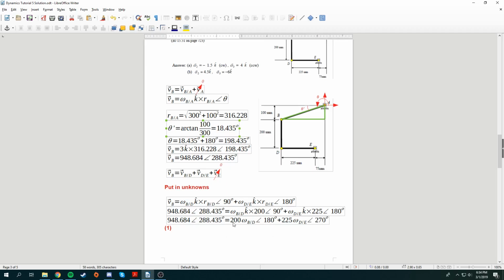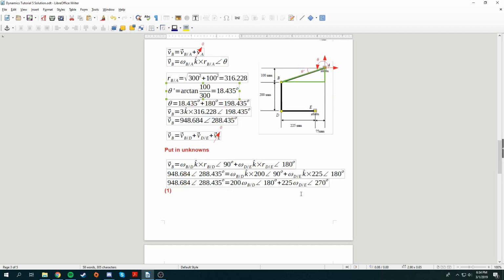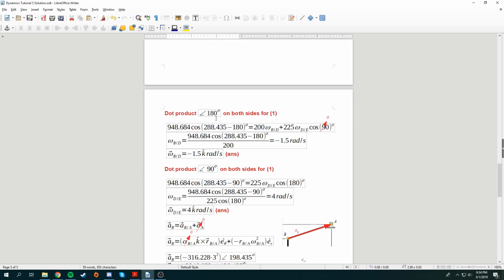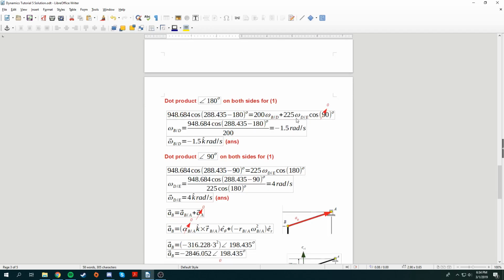Over here, we find out that my unknowns are omega B from D and omega D from E. And you have one vector equation and two unknowns. So, with this one vector equation and two unknowns, I can solve for these two unknowns using dot product. So using the same concept as question 1, I'll dot product a unit vector that can get rid of one of the unknowns. So in this case, I'm trying to find out what is omega B from D. Very simply, I can find out omega B from D is actually negative 1.5 radians per second, because my initial assumption in the positive direction of omega B from D is wrong.